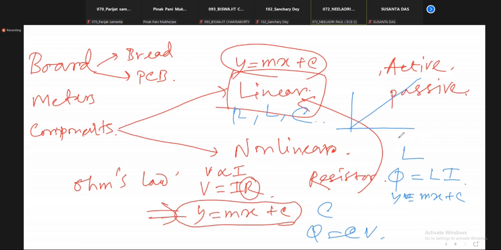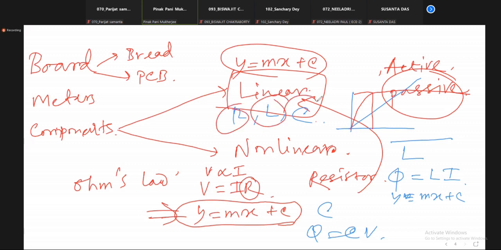Now, suppose one circuit element is showing a graph like this. Up to this mark it is linear, but here it is not linear. So together it will be a non-linear circuit element. Okay, sir. So what I have said up to now is that linear circuit elements are resistor, inductor, capacitor, because they follow y equal to mx plus c. That is my point.